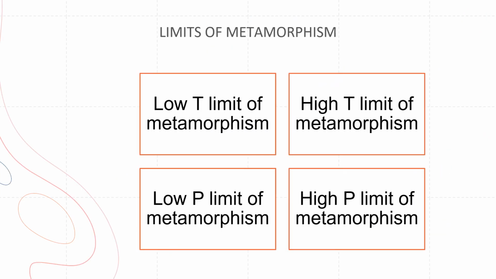So to separate metamorphism from the processes of sedimentation and the processes involved in igneous rocks, we will be having a look at the temperature and pressure limits of metamorphism. So we have the low temperature limit of metamorphism and the high temperature limit of metamorphism, followed by the low pressure limit of metamorphism and the high pressure limit of metamorphism. So those two things we will be focusing on, temperature and pressure.